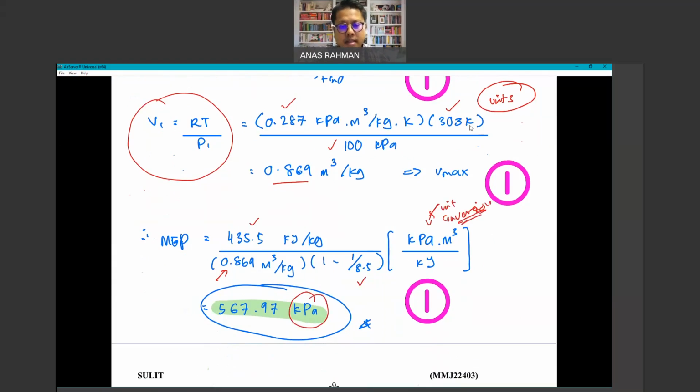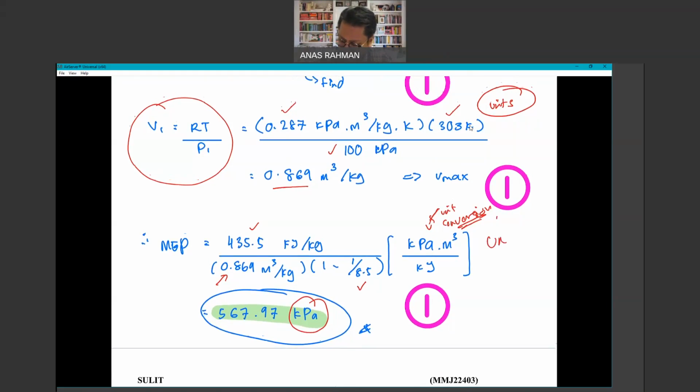So many students give the answers in, for example, kilojoule over kilogram, which does not make sense because we are dealing with mean effective pressure. When we're talking about pressure, it has to be in Pascal. So that's why it's very, very important to write down the units as well as the unit conversion.